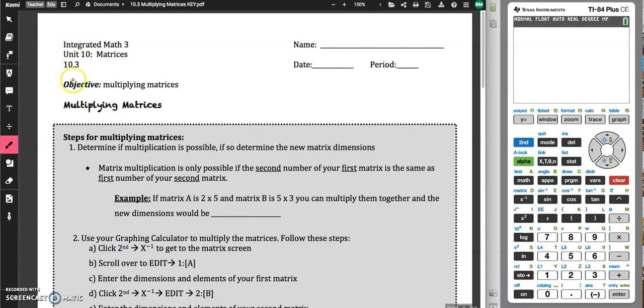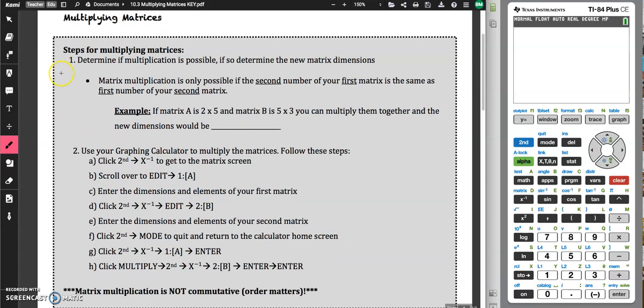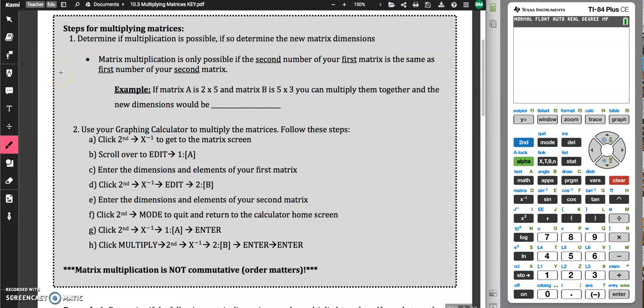So let's look at the steps to multiplying matrices. Before we get into actual multiplication, there's something important we need to talk about, which is if we actually can multiply two matrices together or not. And to decide if we can multiply them together, we look at the dimensions of the two matrices we're working with. So it says matrix multiplication is only possible if the second number of your first matrix, meaning when we say number here, we're talking about the dimensions, is the same as the first number of your second matrix. Now that's kind of confusing, so let's look at an example.